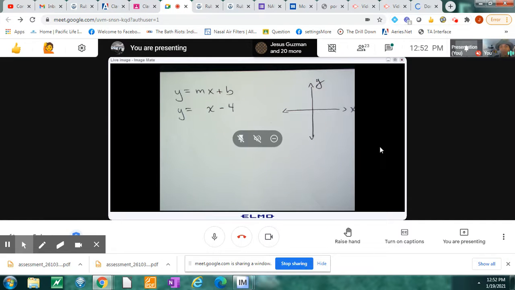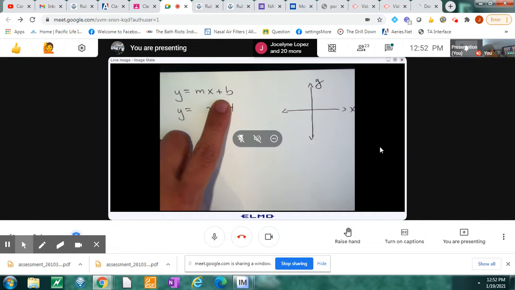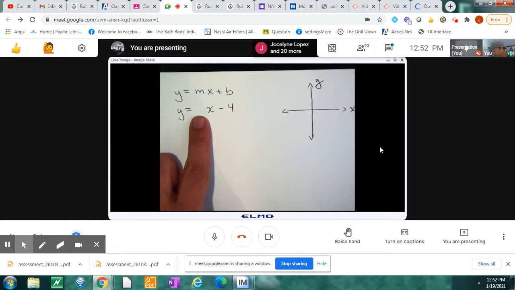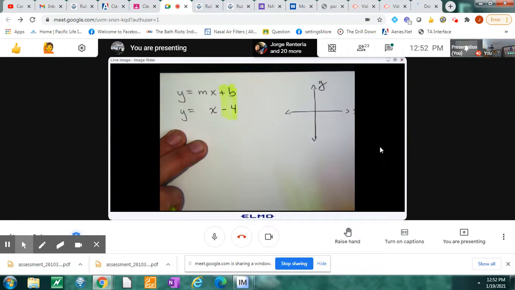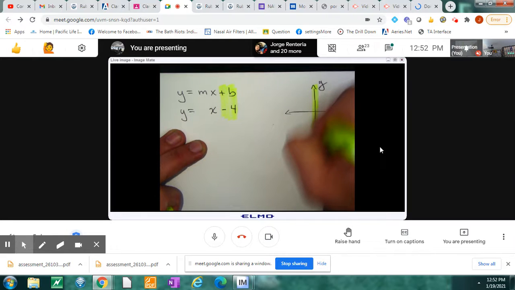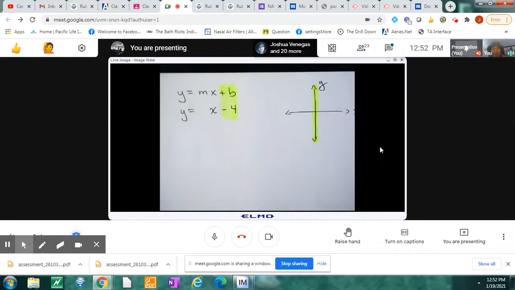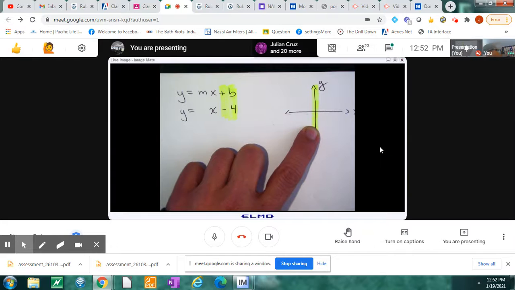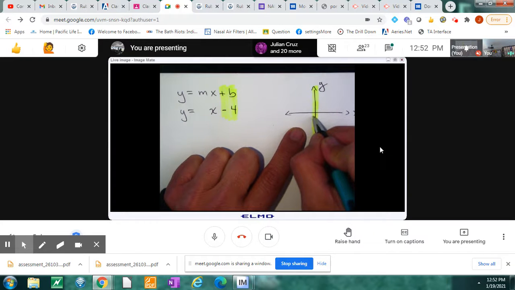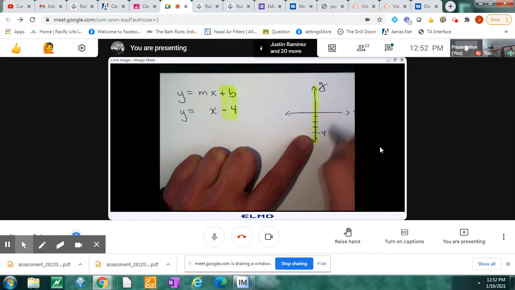All right, the next one is y equals mx plus b, right? So it's in this form. So let's go ahead and do your b. So here's your b. Remember, that's your starting point on the y-axis. And it's -4. Well, -4, that's 0 right there. So it could be a -4. That's okay. So let's just go 1, 2, 3, 4. There's your -4.